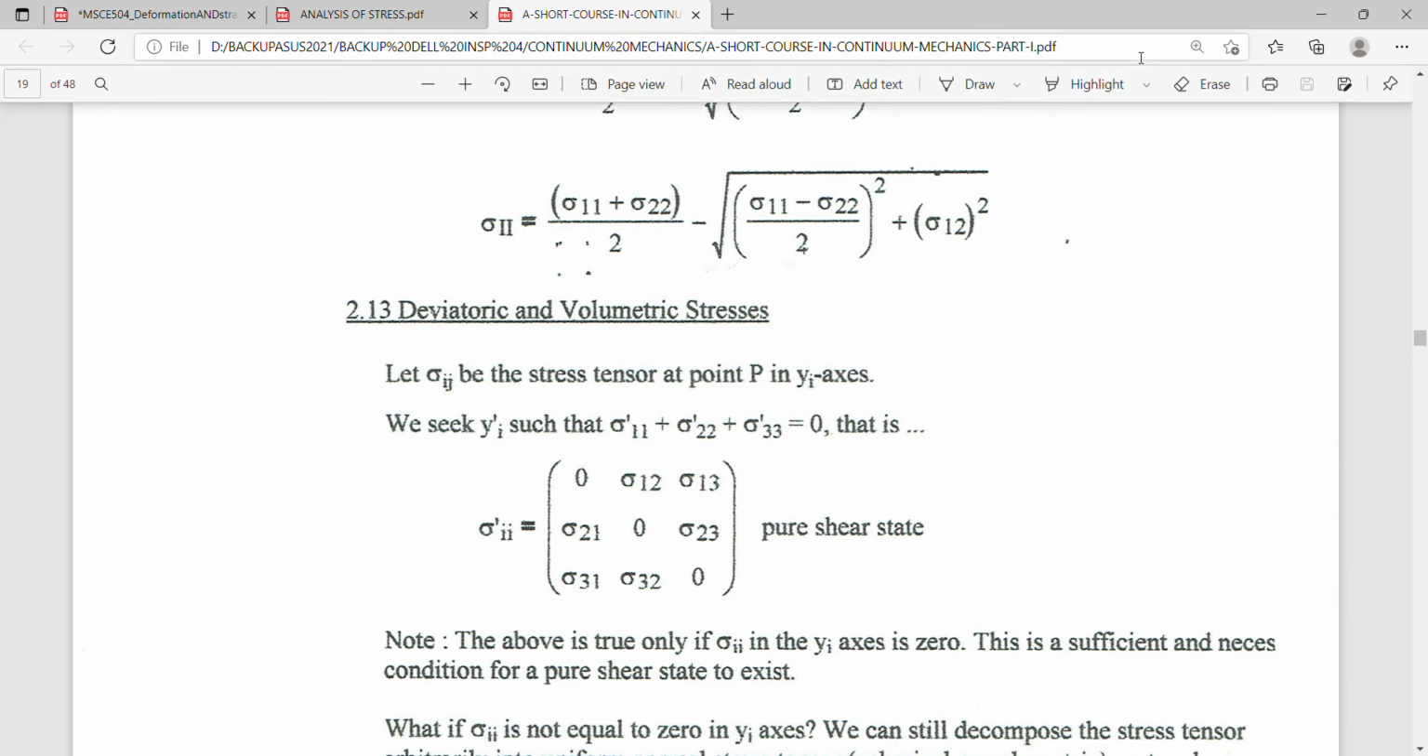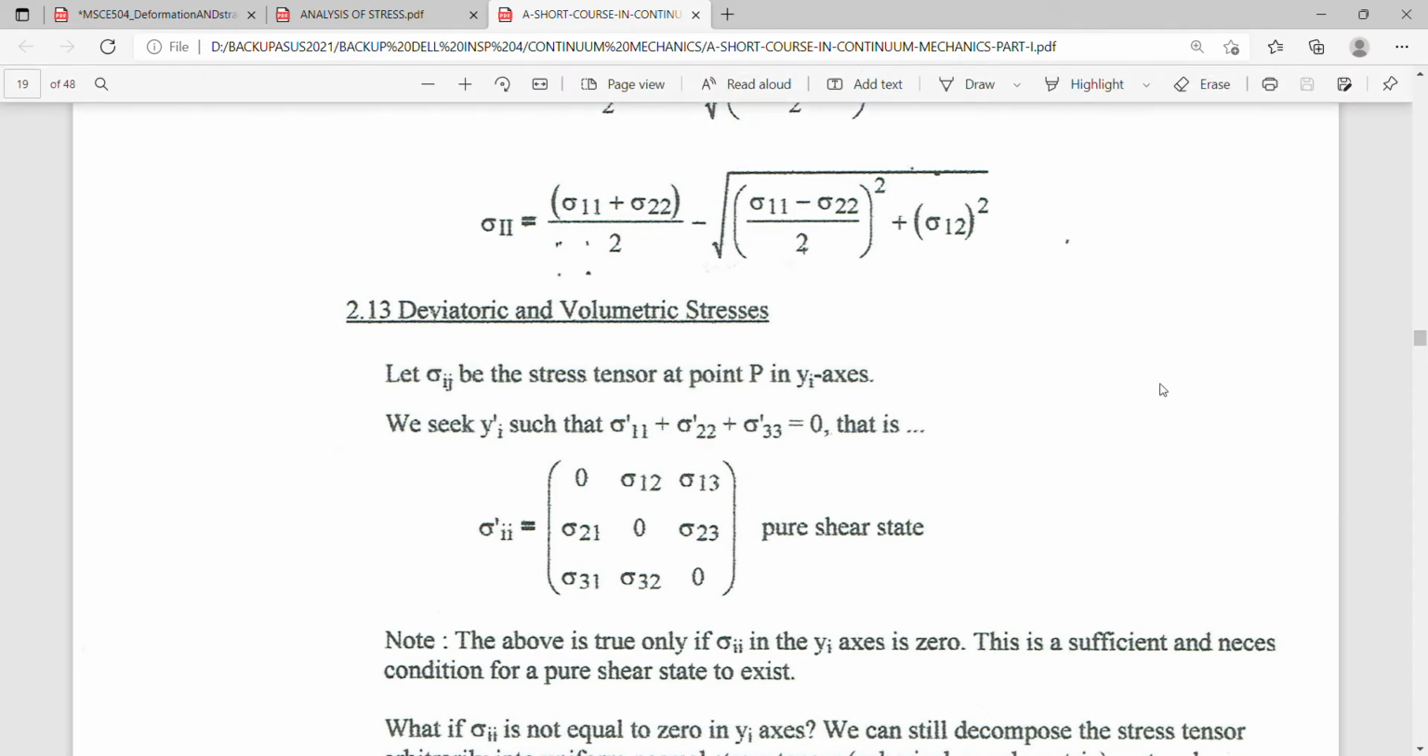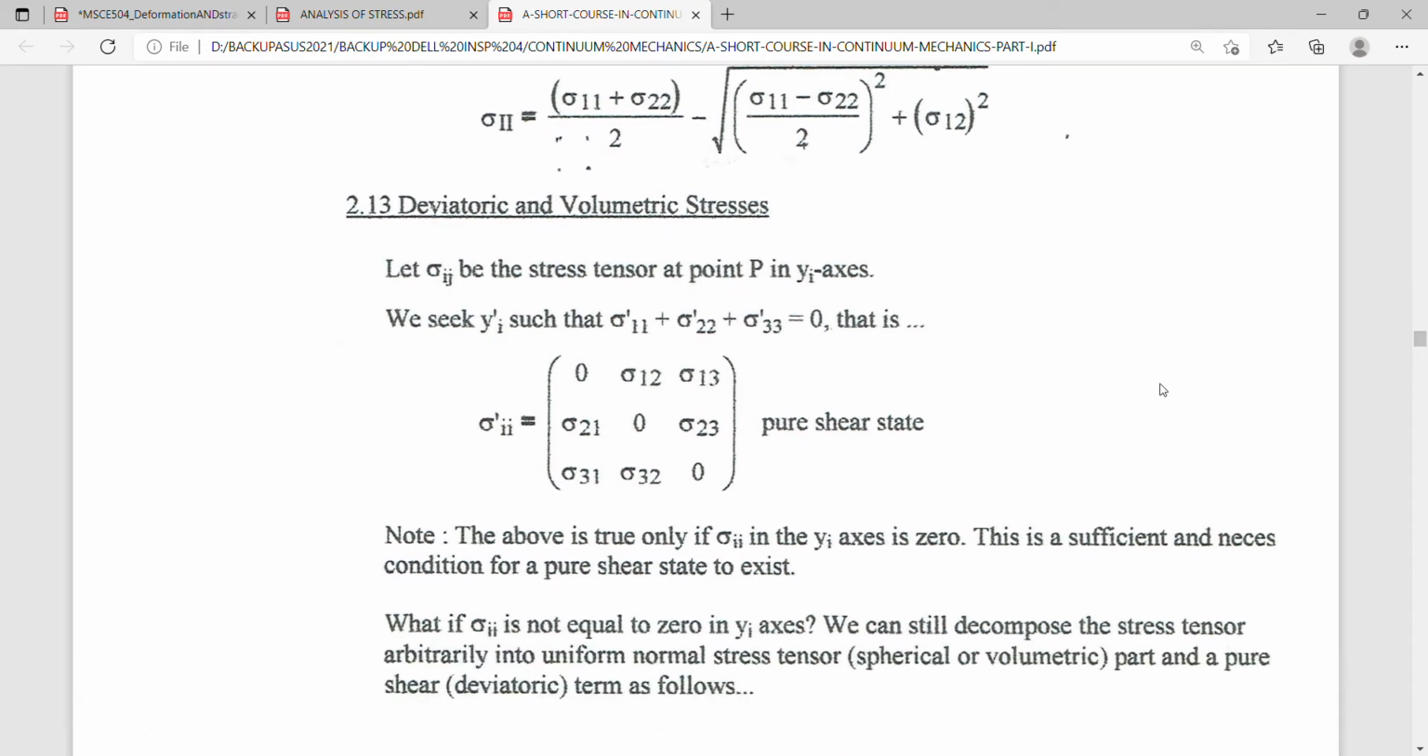Okay, class. So let's try to understand now what deviatoric and volumetric stresses are as far as stress analysis is concerned. This is very useful not only in structural engineering but also in soil mechanics, in geotechnical engineering.